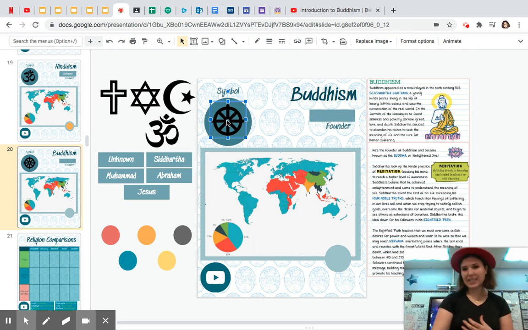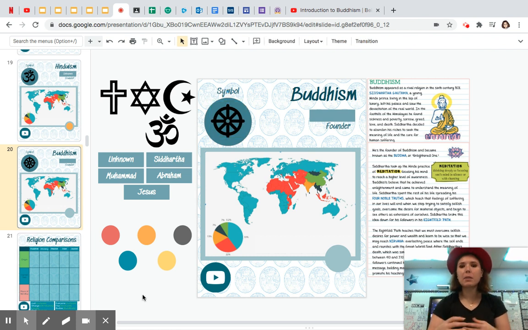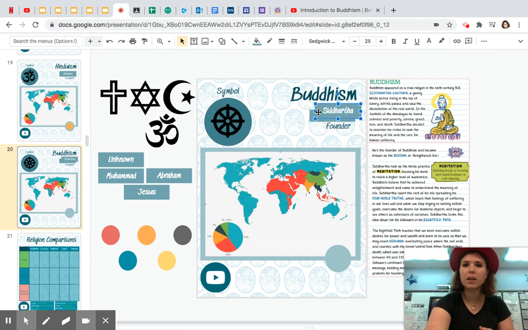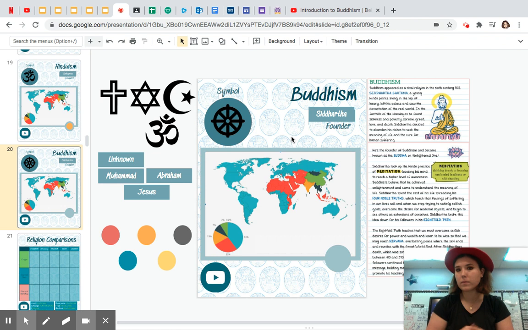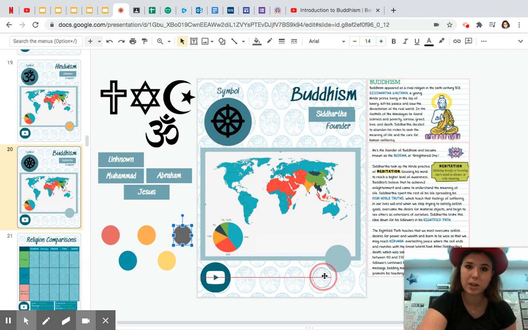So the 8 steps laid out in the Eightfold Path follow the Four Noble Truths, which are the main belief system that guides Buddhists. Now, like I said, the founder is Siddhartha, who eventually became Buddha. And they make up 7% of the population. So they are gray.